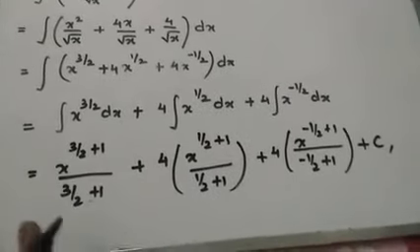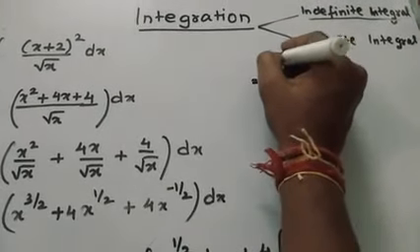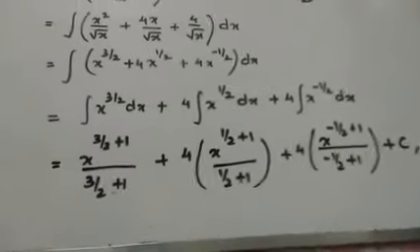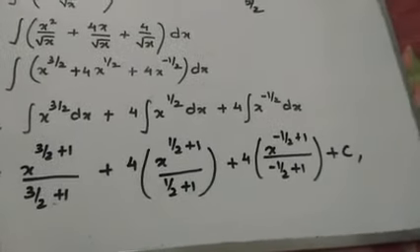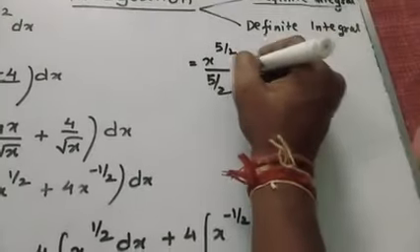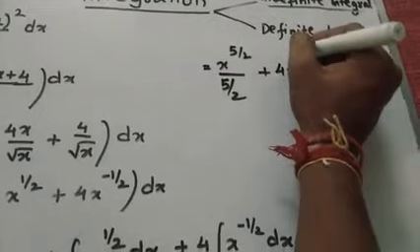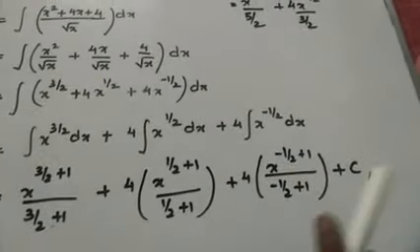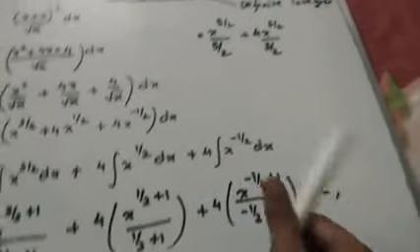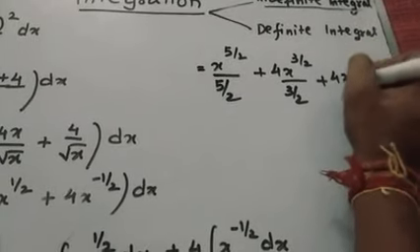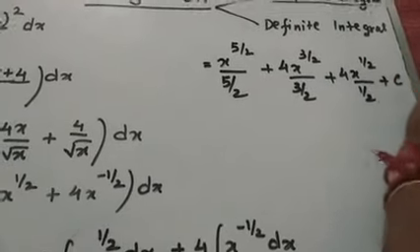Okay, now simplifying, 3 by 2 plus 1, that is 5 by 2, divided by 5 by 2. For the next one, half plus 1, that is 3 by 2, divided by 3 by 2. Now minus half plus 1, that is half, divided by half, plus c.